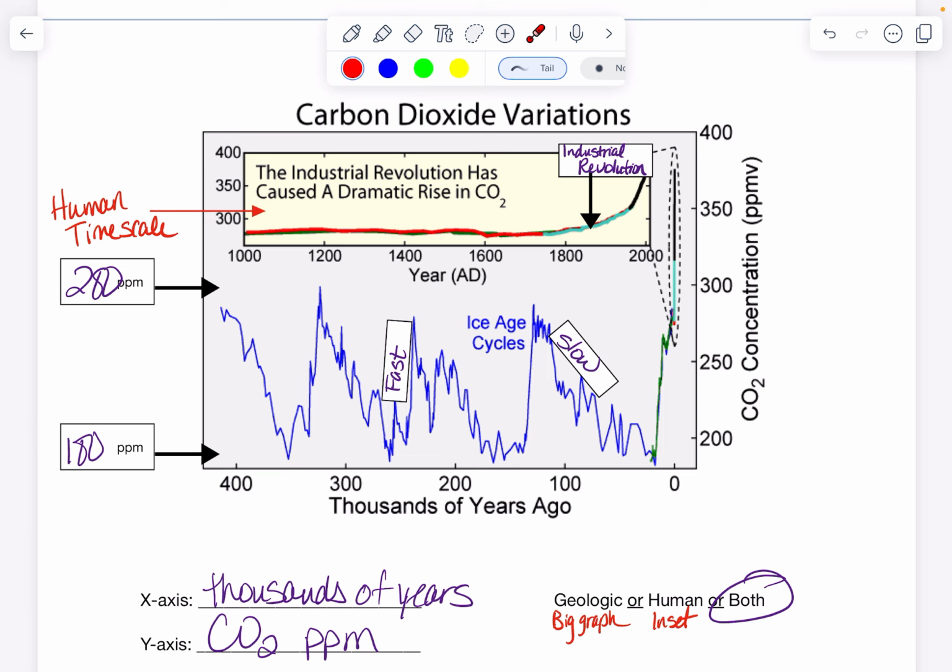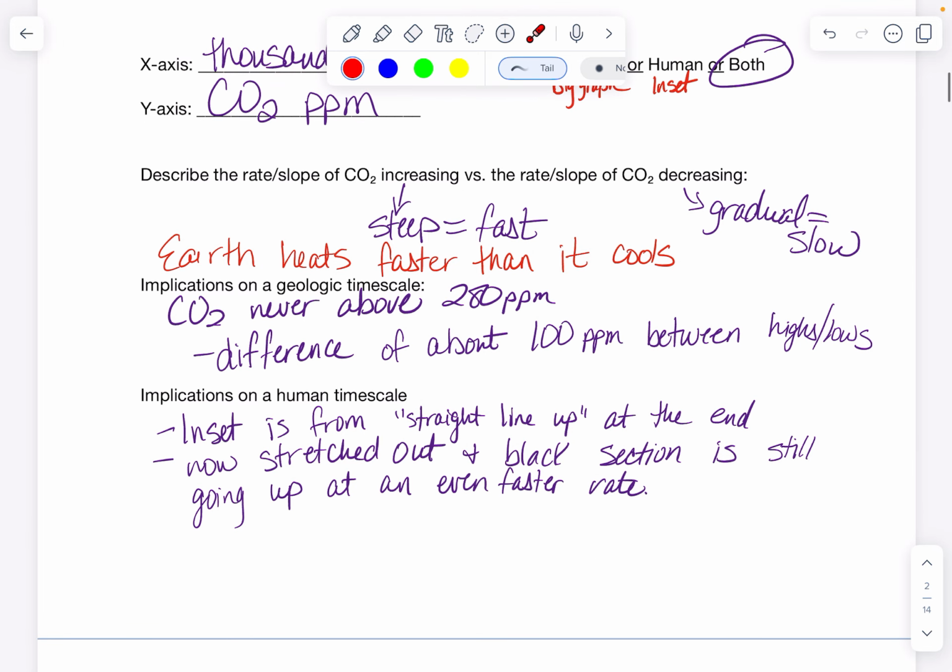When we look at it in detail, it still shows a drastic increase towards the end, and the Industrial Revolution happened about right in there. That's when humans started adding carbon dioxide. We had that normal increase until that point, and since the Industrial Revolution, we can see what humans have done here. Carbon dioxide increases steeply or fast, and it decreases gradually or slowly. That also means that Earth is going to heat faster than it cools.